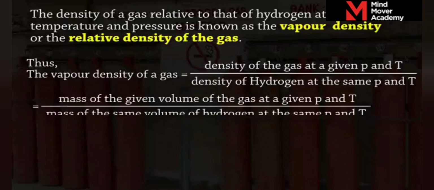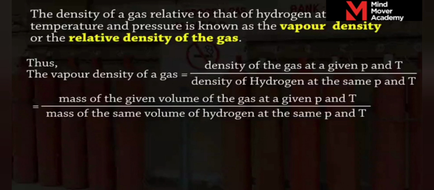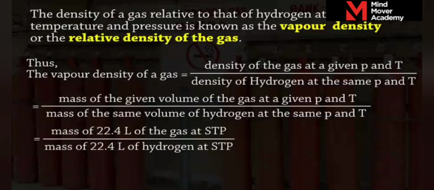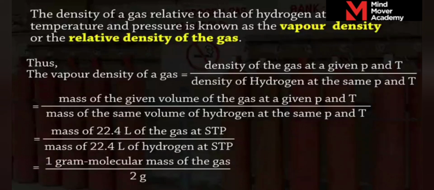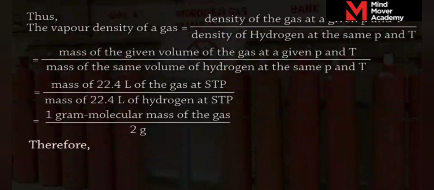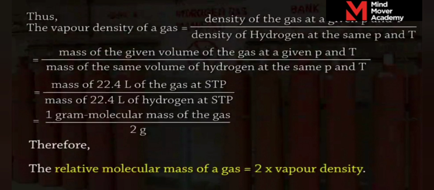equal to the mass of the given volume of the gas at given P and T divided by the mass of the same volume of hydrogen at the same P and T. This is equal to the mass of 22.4 liters of the gas at STP divided by the mass of 22.4 liters of hydrogen at STP, which is equal to 1 gram molecular mass of the gas divided by 2 grams. Therefore, the relative molecular mass of a gas is equal to twice the vapor density.